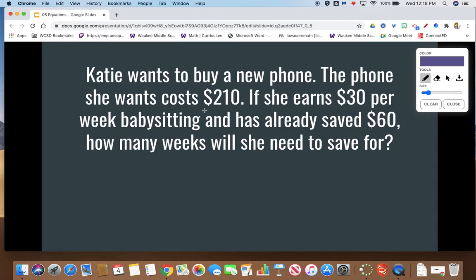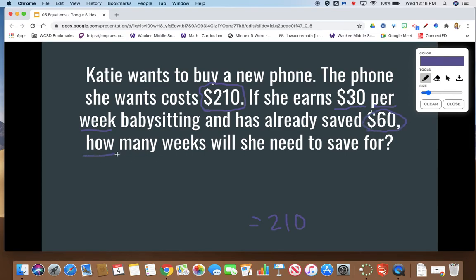We know that the phone costs $210. That's the total cost of the phone. That piece is going to go all by itself on one side of the equation, the total that our expression should set up to equal. Let's look at the other pieces that they gave. $30 per week, and she has already saved $60.